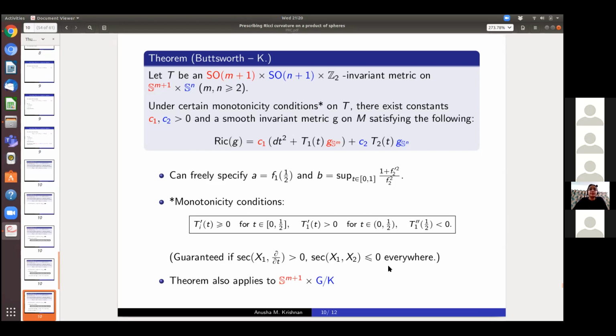Another comment is that this theorem also applies to a product of a sphere with G mod K, where G mod K is an isotropy irreducible space. We just mention it for the case of the product of spheres for simplicity. Okay, I guess I'm out of time.